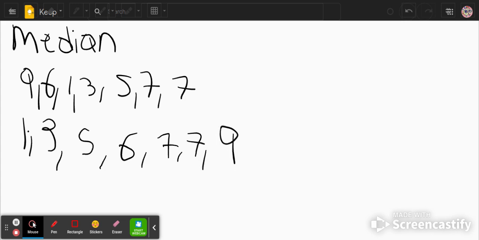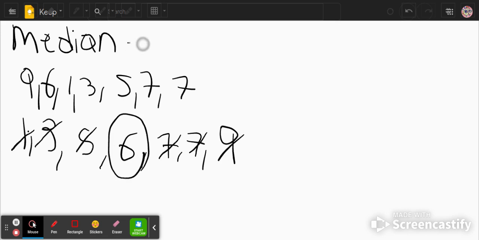So now we're going to cross out the first number with the last number, the second number to the second to last number, then the 5 to the 7, right? And then the middle number would be the 6. So therefore, the median is equal to 6.